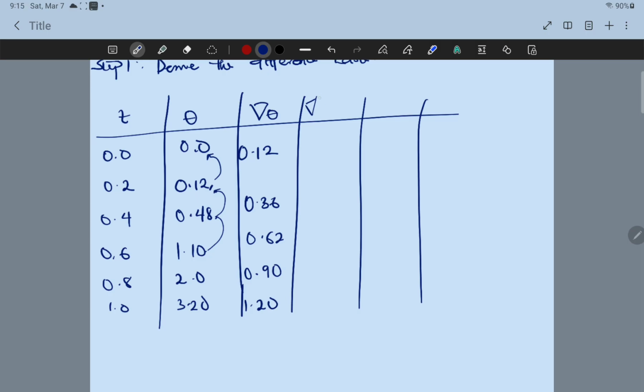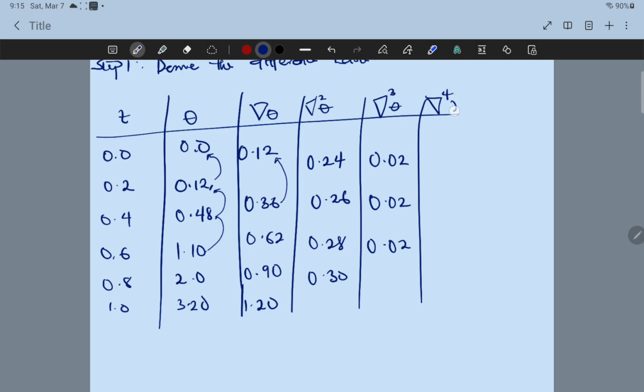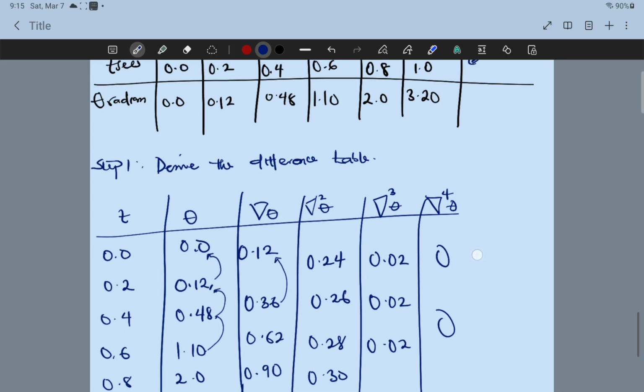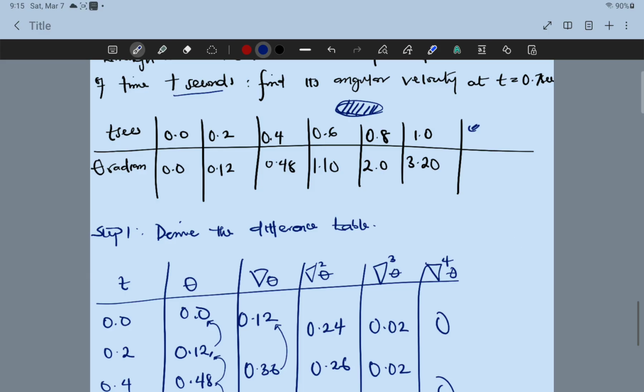Now we come to the backward difference squared of theta. We have this minus this: 0.24, 0.26, 0.28, 0.30. And backward difference cubed of theta: we have 0.02, 0.02, 0.02. And backward difference to the power of 4 of theta: we have 0 and 0. So we have been able to derive the backward difference table of that function.